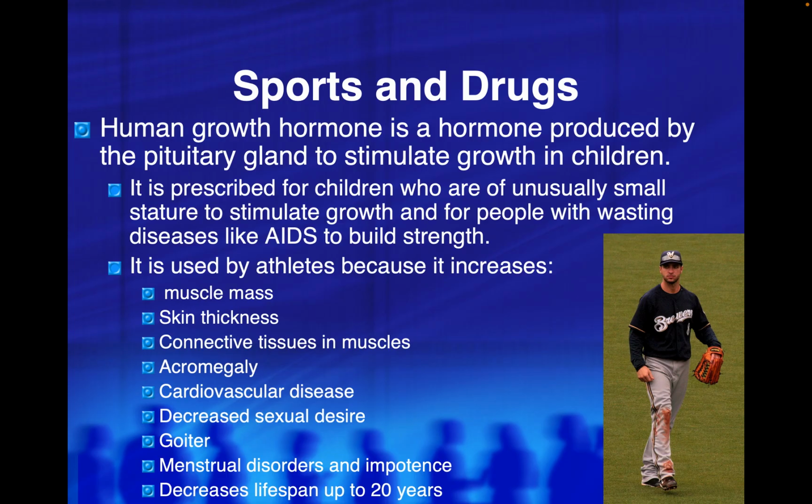Human growth hormone is a hormone produced by the pituitary gland to stimulate growth in children. It is prescribed for children who are of unusually small stature to stimulate growth, and for people with wasting diseases like AIDS to build their strength. It is used by athletes because it increases their muscle mass, skin thickness, connective tissues, and muscles. It causes acromegaly. It can cause cardiovascular disease.